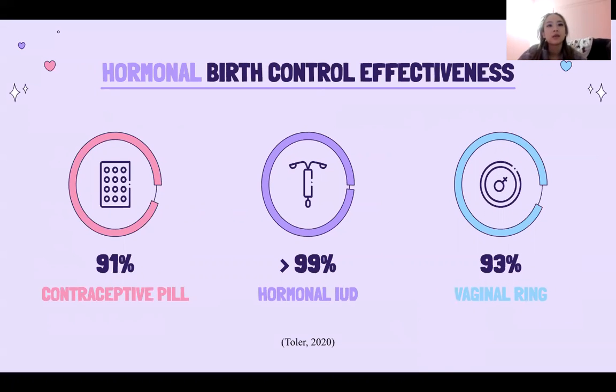And these are some examples of hormonal birth control methods. So first we have the contraceptive pill, which is 91% effective, the hormonal IUD, which is over 99% effective, and the vaginal ring, which is 93% effective.